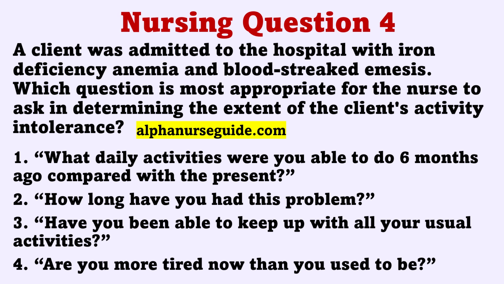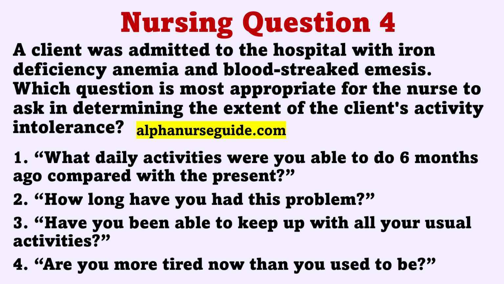The correct answer is 1. What daily activities were you able to do 6 months ago compared with the present? It is difficult to determine activity and tolerance without objectively comparing activities from one time frame to another. Because iron deficiency anemia can occur gradually and individual endurance varies, the nurse can best assess the client's activity tolerance by asking the client to compare activities 6 months ago and at present.